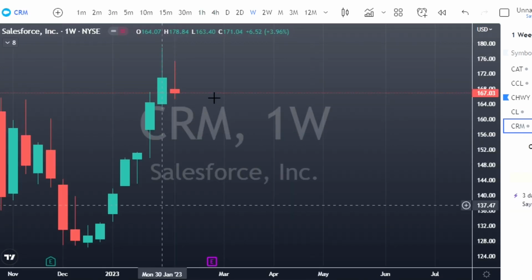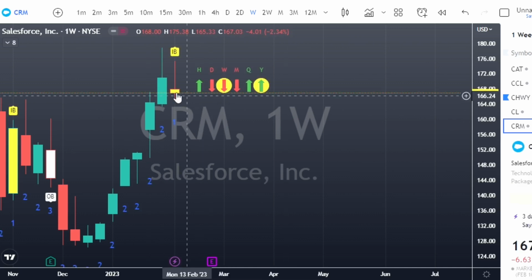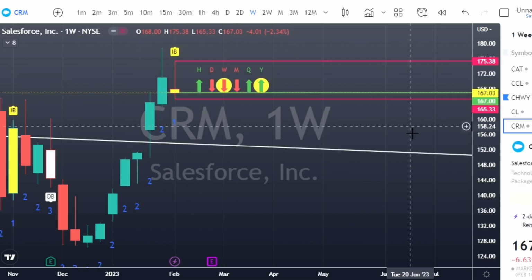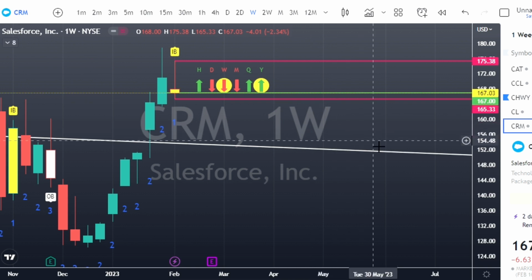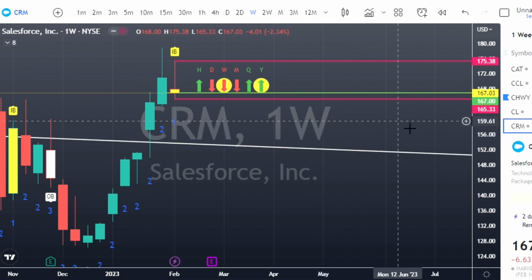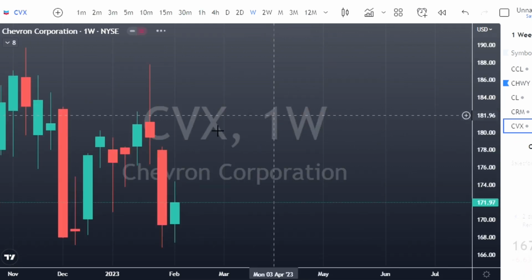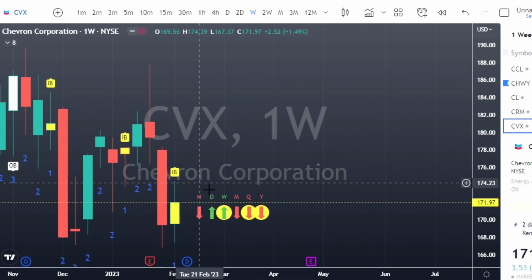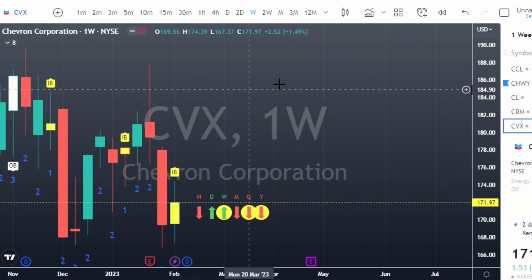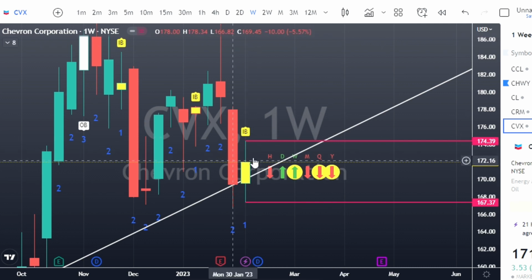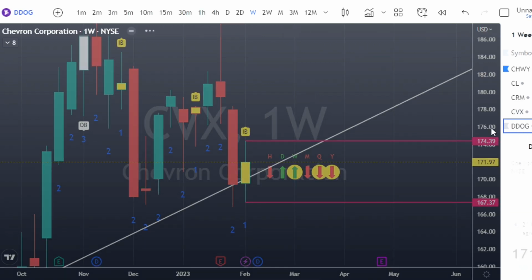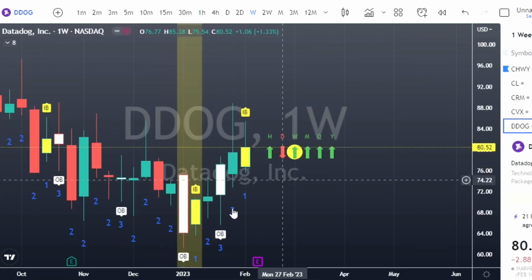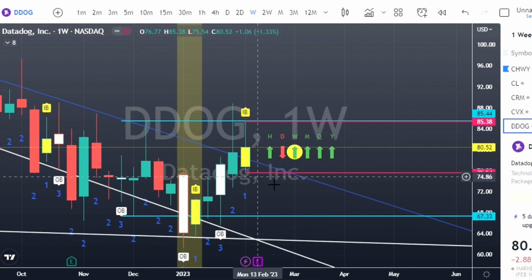CRM also with the inside bar. We can call that a shooter candle. We'll look for calls at 175.38, puts at 165.33. CVX, inside bar as well. A lot of inside bars on the weekly charts here. CVX inside bar, calls at 174.39, puts at 167.37. We move on to Datadog, also with the inside bar, close to a shooter candle, but not quite.